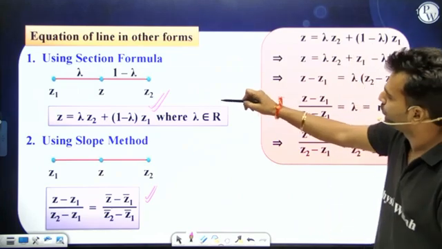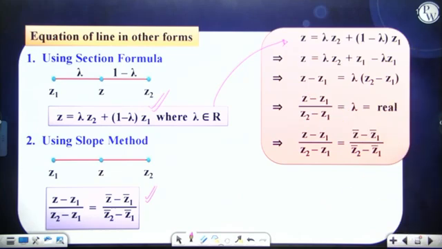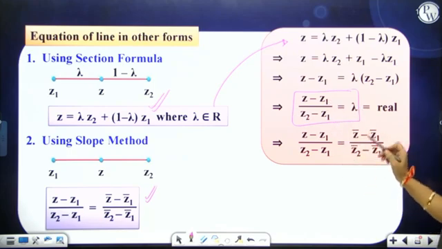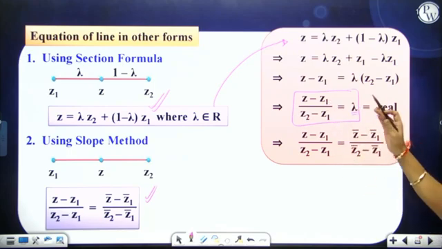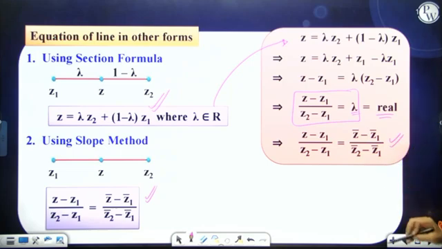That's it. Because you can prove it from here. You can take the lambda terms together and you can write down the value of lambda as z minus z1 upon z2 minus z1, and where lambda is real, if lambda is real, then the conjugate of this has to be equal to itself only, and that is what we have applied, right?